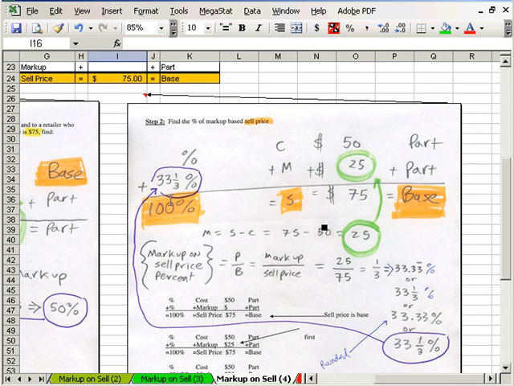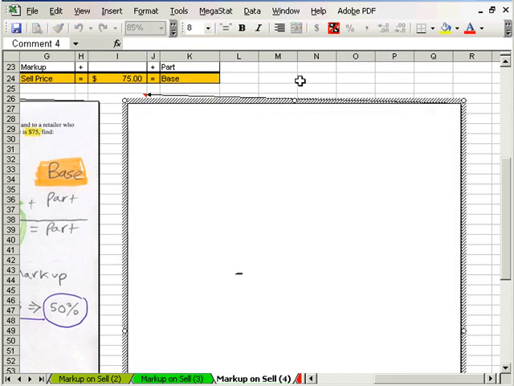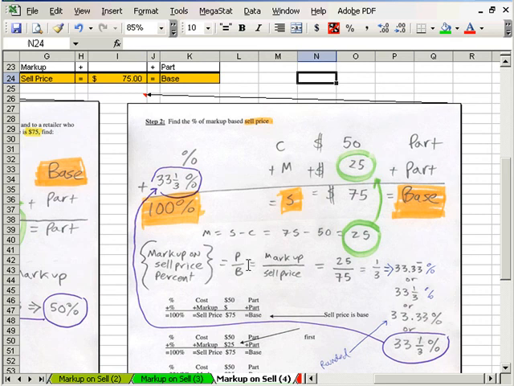Let's scroll over here and look at the same problem, but the base has changed. Look at that. Base 100%. Sell price. We got that 25, so now we're going to divide 25 by 75. So when you do that here, part divided by base, equals markup divided by sell price, 25 divided by 75. Oh, 1/3. 33.333333333%, or 33 1/3%, or as we're going to do, 33.33%. We'll round it to that.